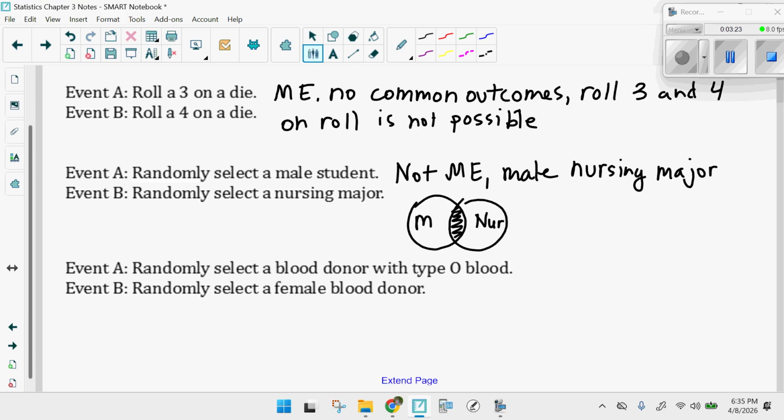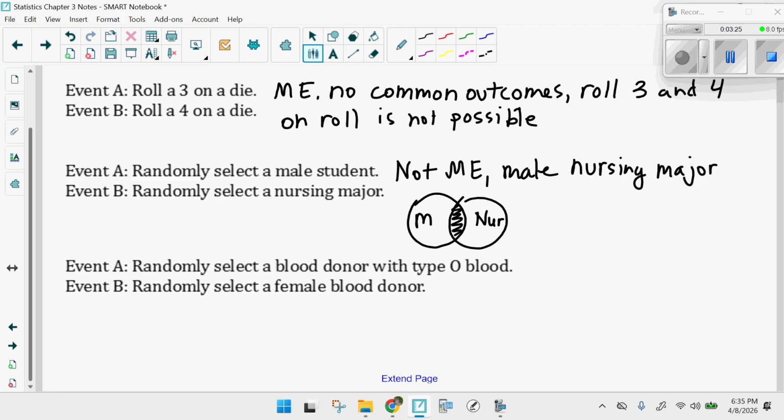And then lastly, randomly selecting a blood donor with type O and randomly selecting a female blood donor. So again, we have people with type O, we have females, and so there would be some females with type O blood. So this again would be not mutually exclusive.